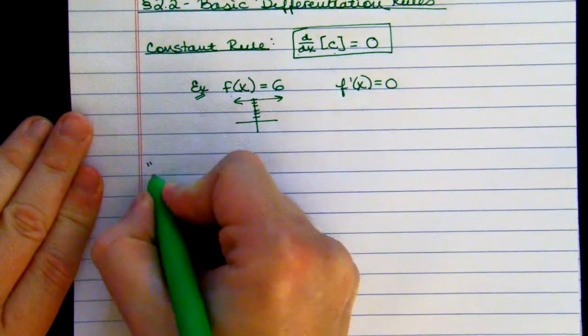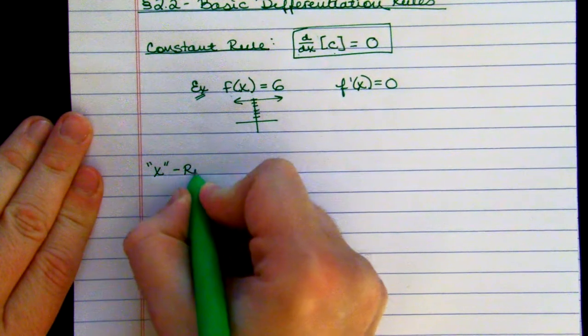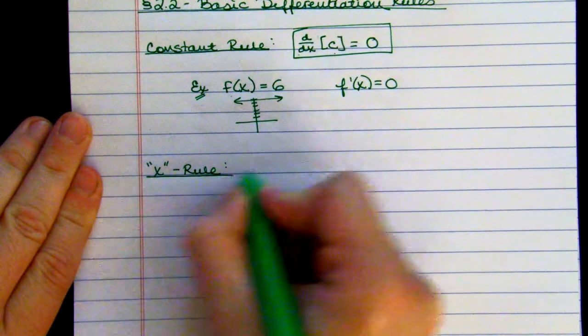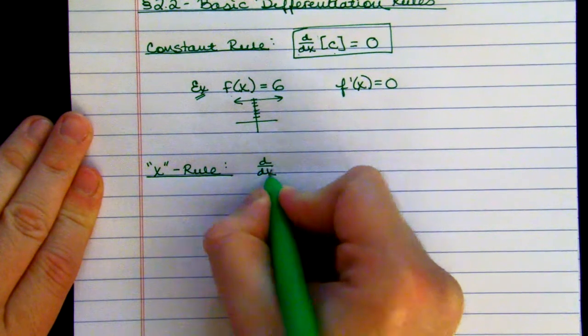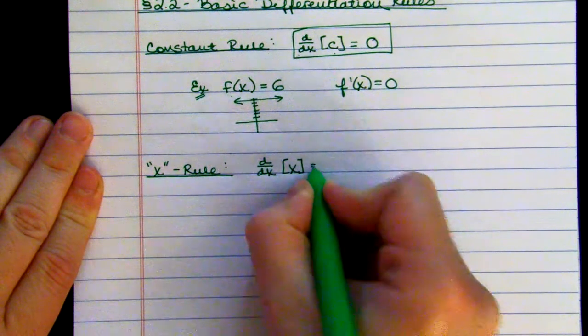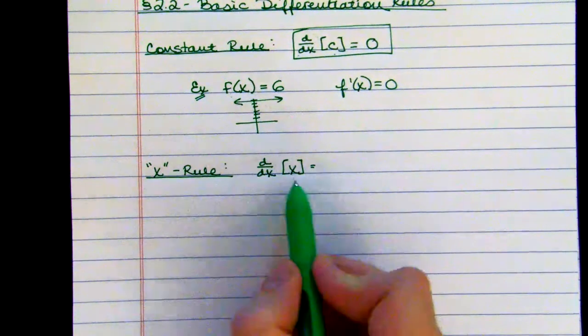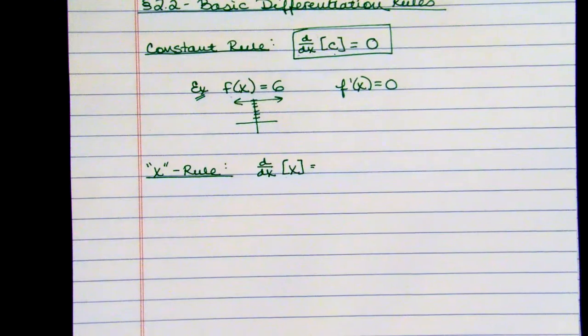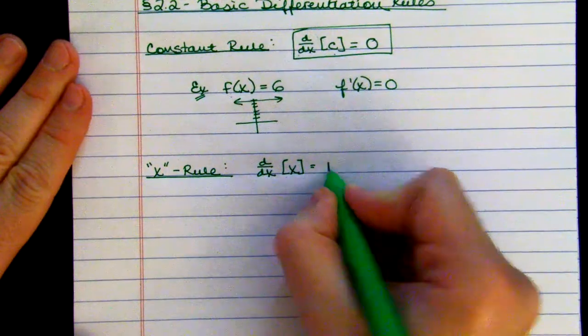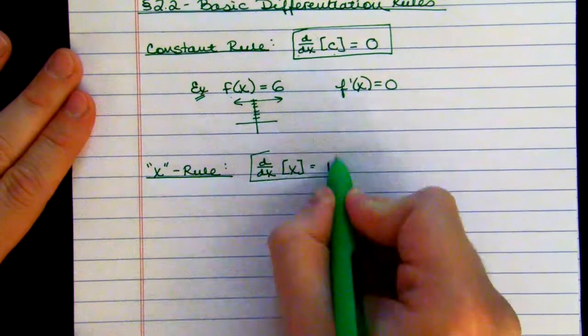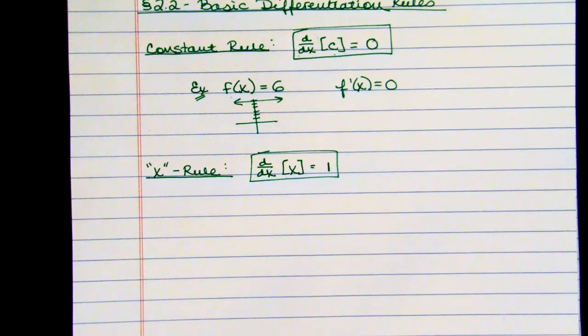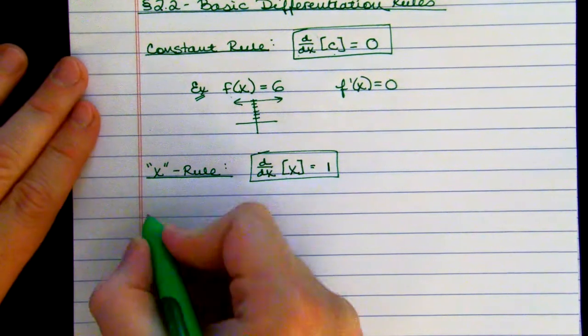Next rule, which we're going to call the x rule. The derivative of x. Okay, well, f of x equals x, y equals x. That's a slanted line with a, well, I'm not going to tell you what the slope is. You're going to tell me what the slope is. What's the derivative of the function y equals x? What's the slope of y equals x? I hope you said 1. Derivative of x is just 1. y equals mx plus b, our slope is 1, our y-intercept is 0. Not super interesting yet.